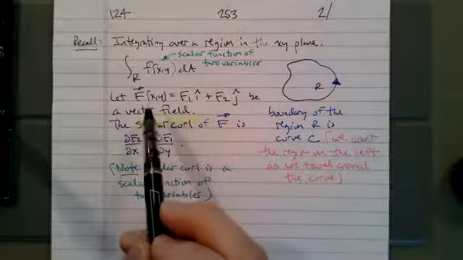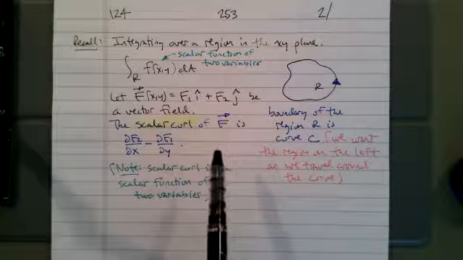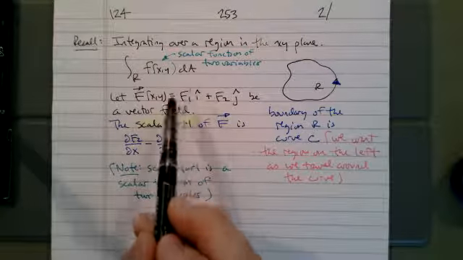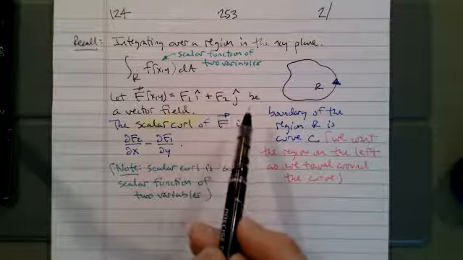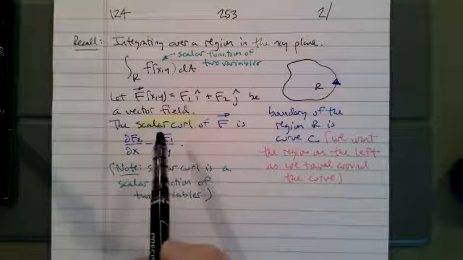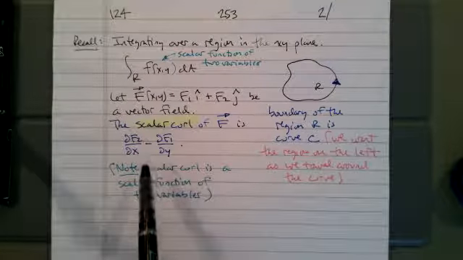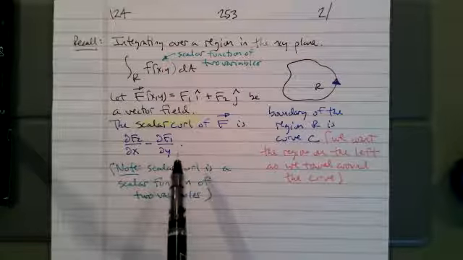Now let's set up a vector field. I just talked about curves, so vector fields are probably going to show up because of line integrals. So let's set up a vector field, and I'm going to say F1 is the i component of the vector field, and F2 is the j component of the vector field. Now we're defining this function. The scalar curl of F, the vector field, is the partial of F2 with respect to x minus the partial of F1 with respect to y.